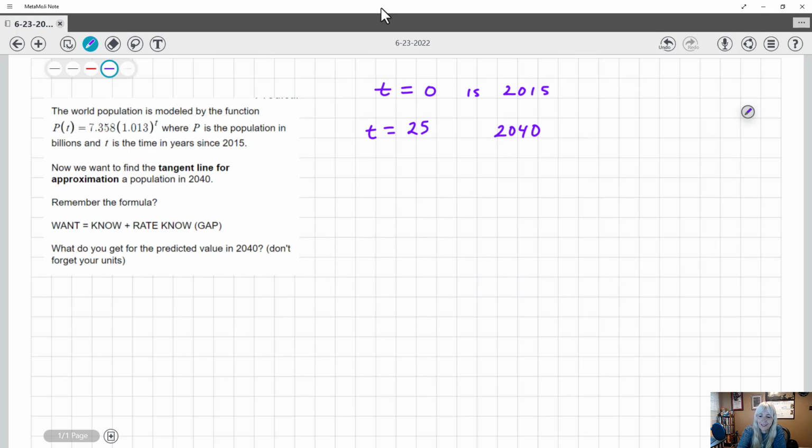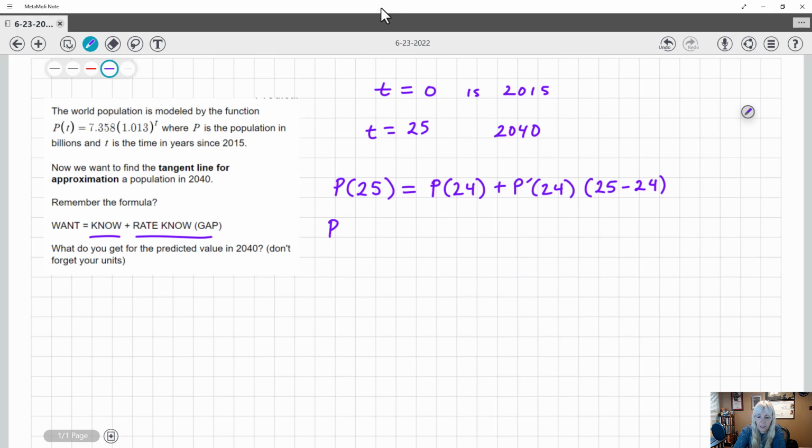So if I want to predict the population at time 25, which is the year 2040, what I do is I take what I know, my rate known, and my gap. If you look back on slide 14, I believe it was, I had you do this for a reason. And so these values you have, and the gap from 25 to 24 would just be 1.